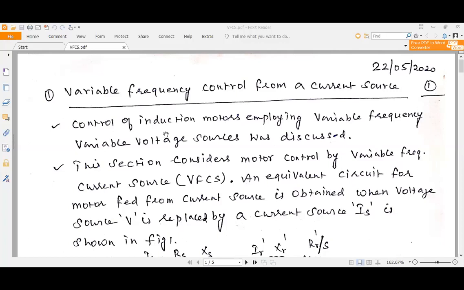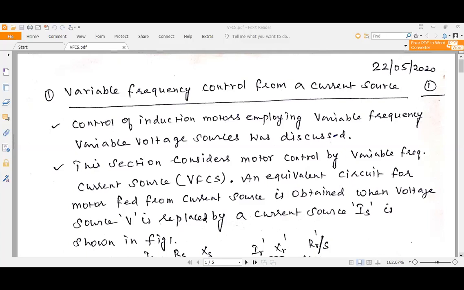Control of induction motors employing variable frequency, variable voltage sources was discussed. In the earlier sections we discussed the voltage source inverter, and this section considers motor control by providing variable frequency and a current source. That is called VFCS, variable frequency current source.